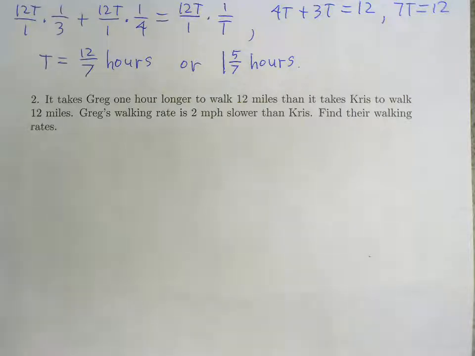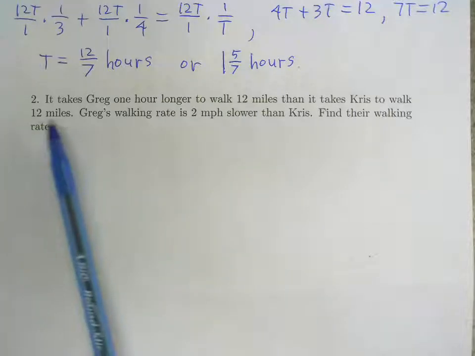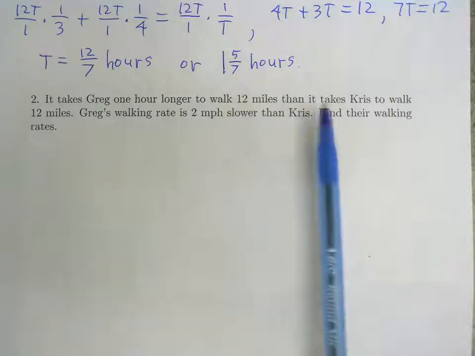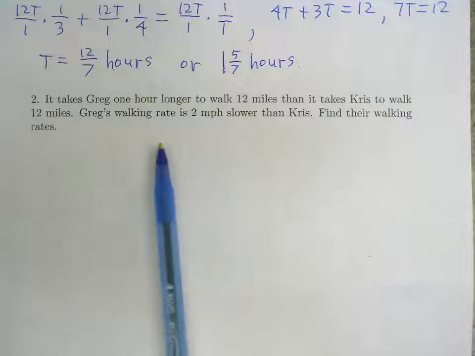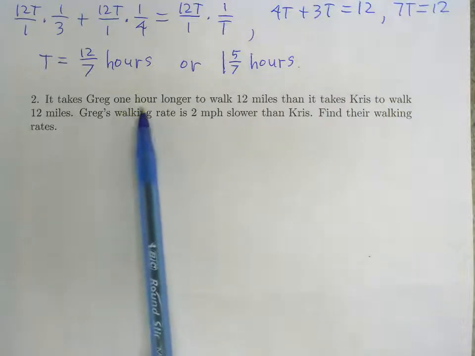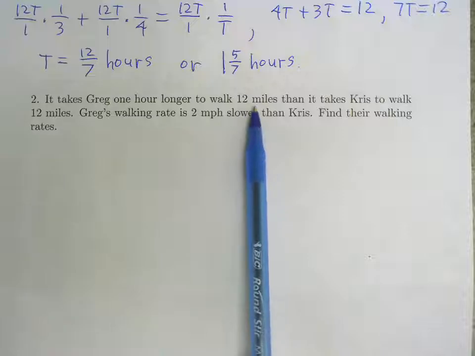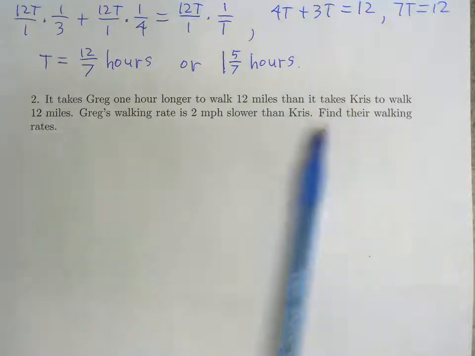Okay, well, in this problem, distance is described. Greg walks a distance of 12 miles, and Chris also walks a distance of 12 miles. Time is mentioned. The amount of time it takes Greg to walk 12 miles is 1 hour longer than it takes Chris to walk 12 miles.